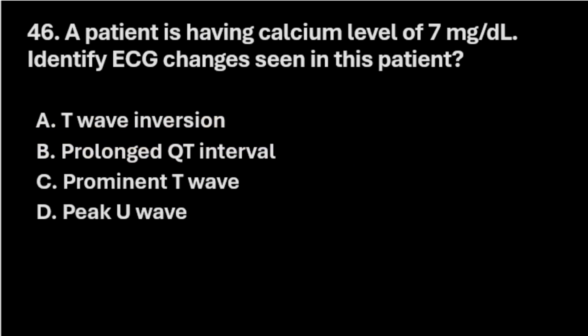Next question. A patient has a calcium level of 7 mg per dl. Identify the ECG changes seen in this patient. Option A, T-wave inversion. Option B, prolonged QT interval. Option C, prominent T-wave. Option D, peaked U-wave. Let us go to the right answer. The right answer is option B, prolonged QT interval.